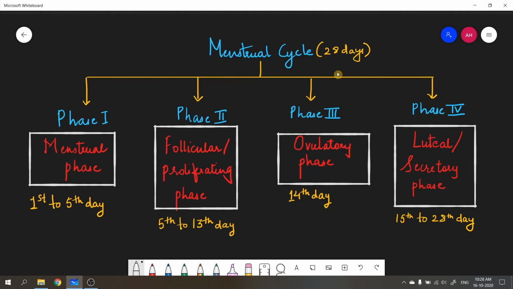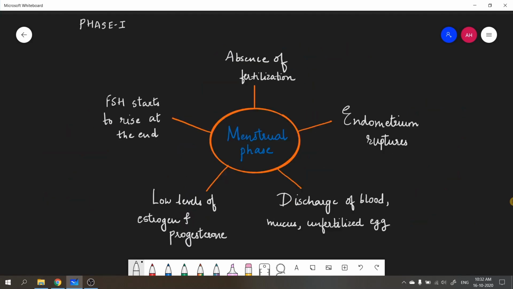Now, generally, on an average, most females have a 28 or 29 day cycle, but some females may also have a longer cycle. In that case, the follicular phase may be a little longer. Generally, the luteal phase remains for 14 days, but the length of the follicular phase may be longer for those whose menstrual cycle is longer. We will now look into details of all the 4 phases of the menstrual cycle.